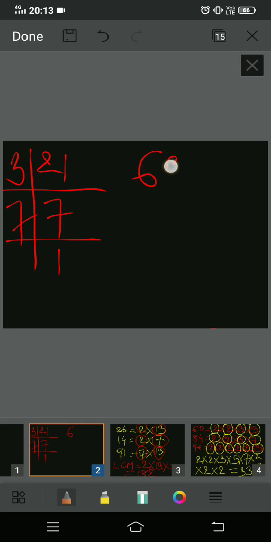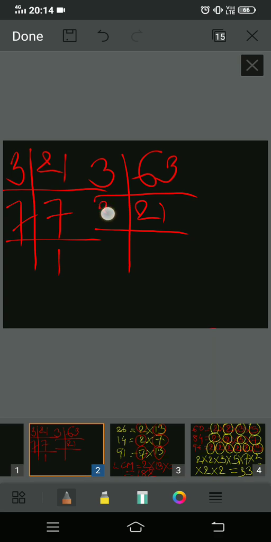Next is the number 63. Again, we will divide it by 3 because this is an odd number. And 63 divided by 3, when you do, you will get the answer 21. And then again, you can divide it by 3. 3 7s are 21. In the table of 7, 7 1s are 7, and then you'll get the remainder 1.